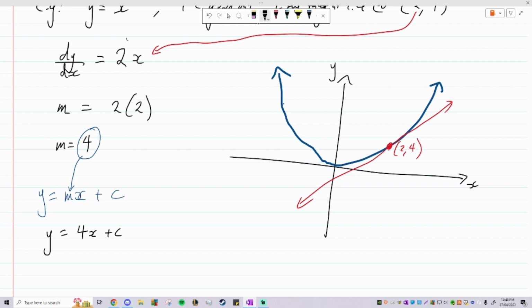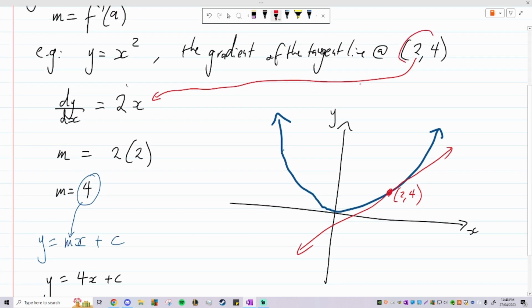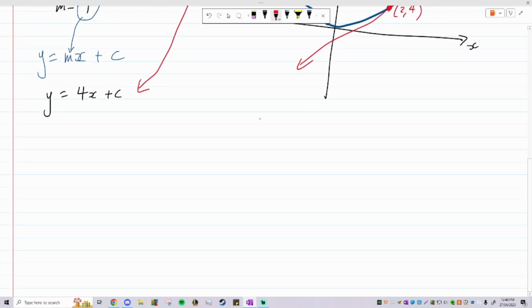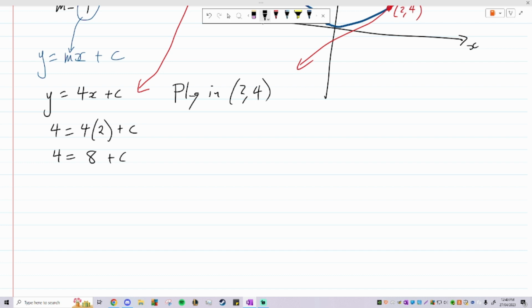How do you think we find c? Well, back to chapter 1, 2, 3, everything we've done since year 11, we now just grab the coordinate (2, 4) and plug it straight in to find c, like we've been doing with every single mathematics topic. So 4 equals 4 brackets 2 plus c. Now we'll just do the quick algebra. So 4 equals 8 plus c, take the 8 over, and we get c equals -4.